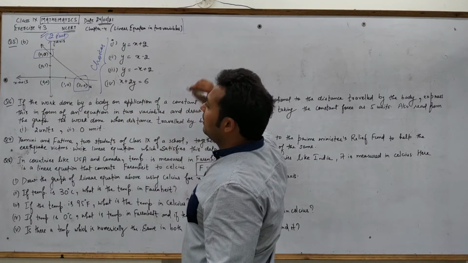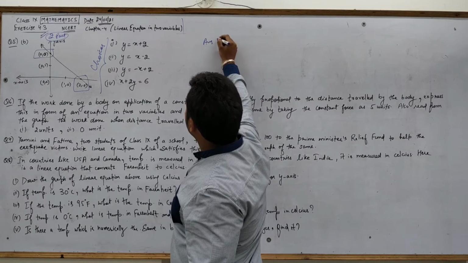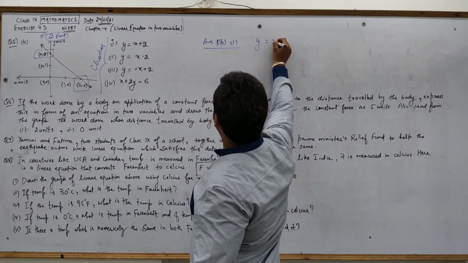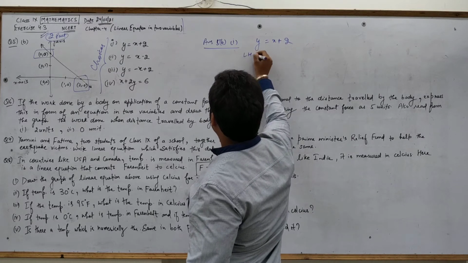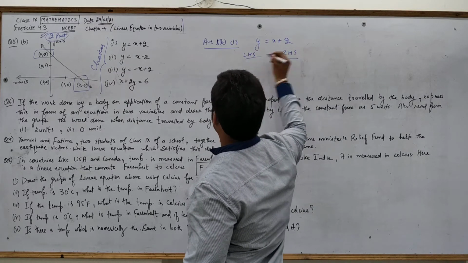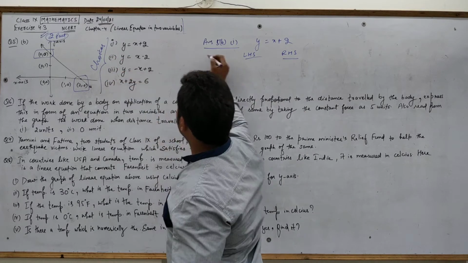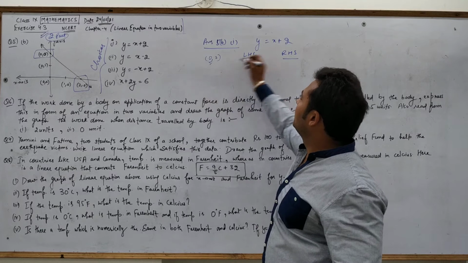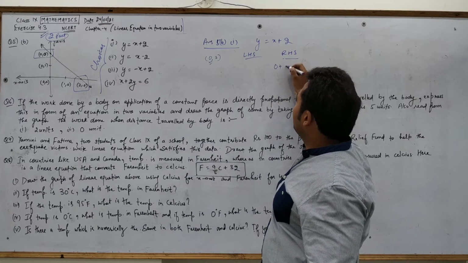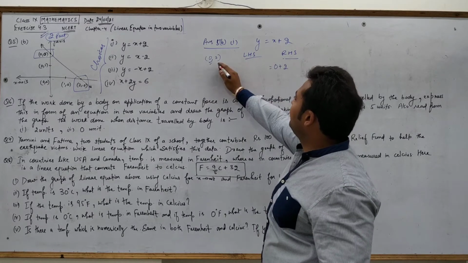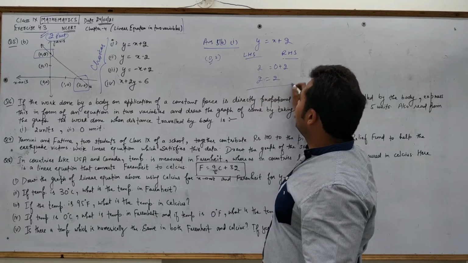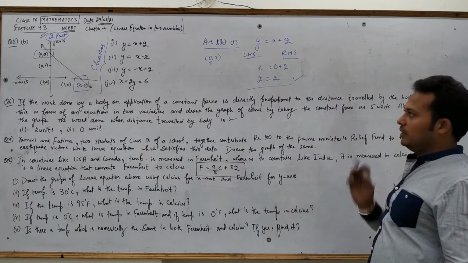Let us check with the first, y equals to x plus 2. Take LHS and RHS. Our first point is 0, 2. It means that the value of x is 0. Plus 2 on the right hand side, on the left hand side we have 2. So 2 equals to 2. This is satisfying this equation.